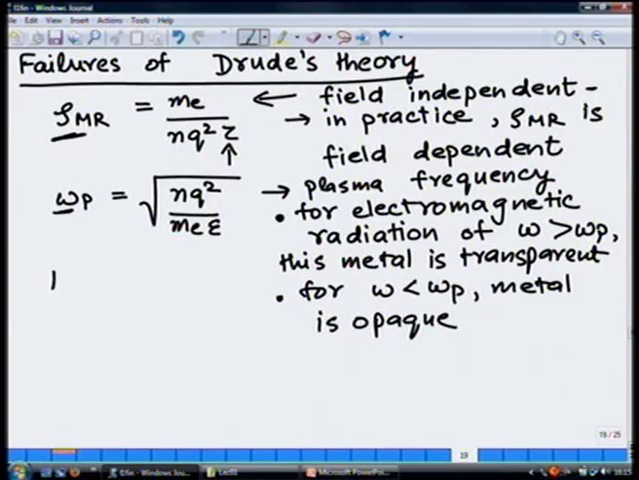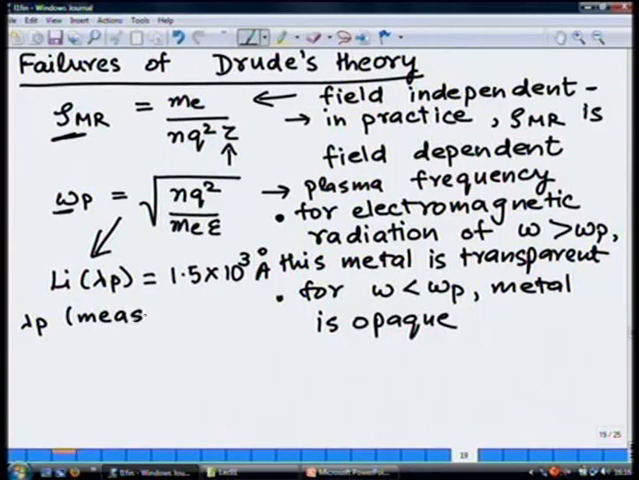That also can be seen in the context of Drude theory, and what we find is that for lithium it works very well. For lithium, the wavelength corresponding to the plasma frequency, lambda p, is theoretically 1.5 times 10 to the power 3 angstroms, and lambda p measured is 2 times 10 to the power 3 angstroms, a pretty decent match for lithium.